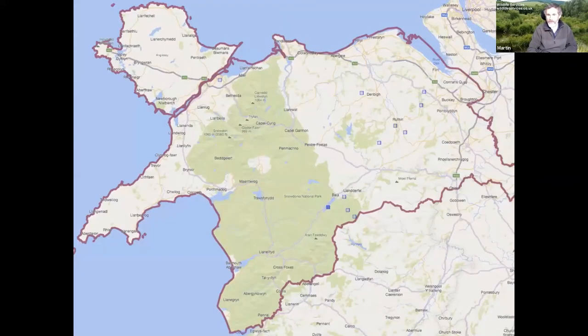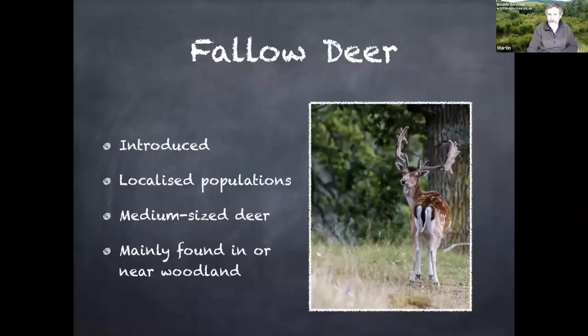This is the known distribution of roe deer. According to this, there aren't many. There is certainly one in Denbigh. I've had a recent record in Denbigh up near the castle. So they are about, and probably moving in from the east. But they're a lovely little deer and certainly well worth recording if you find one.